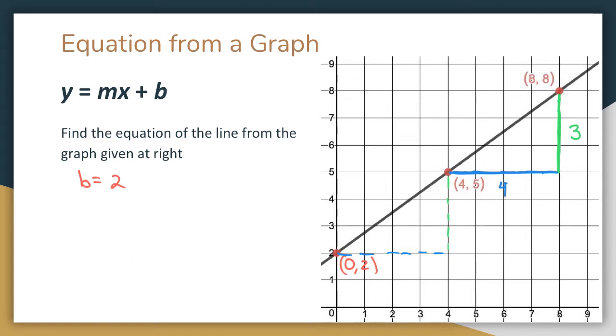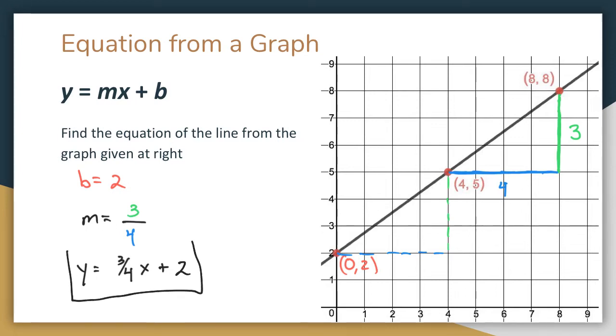Now it does go up and to the right, so notice that this graph has a positive slope because all positive slope graphs go up and to the right. So that'd be a positive 3 over 4. And that's how we could write out what our slope is equal to, because we have our rise of 3, and that is over our run of 4. From there, you've got pretty much everything you need in order to write your equation of the line. You've got your m and your b. So y would equal 3/4 x plus 2. And that would be your equation for this line.